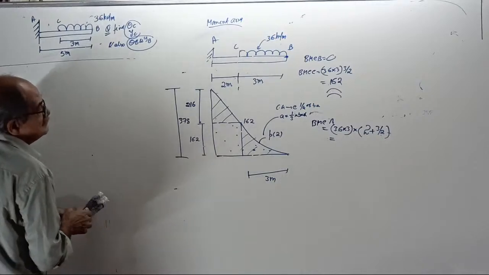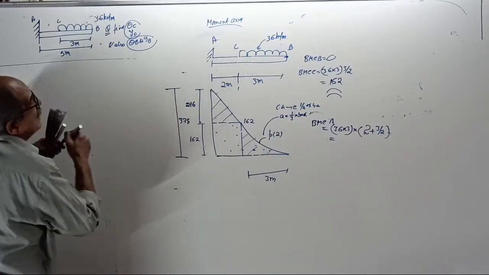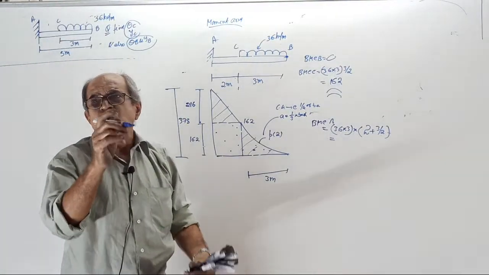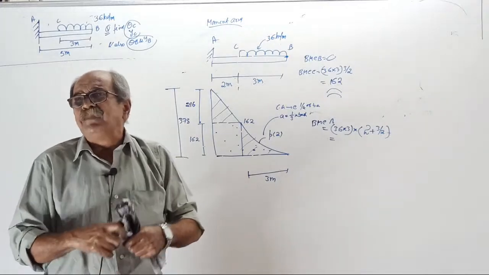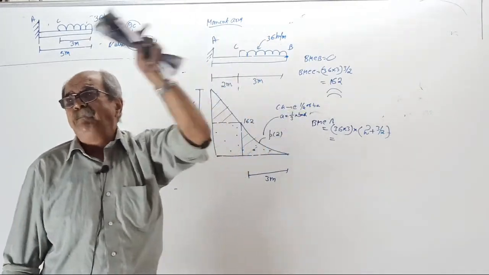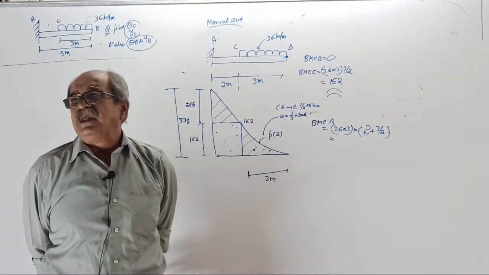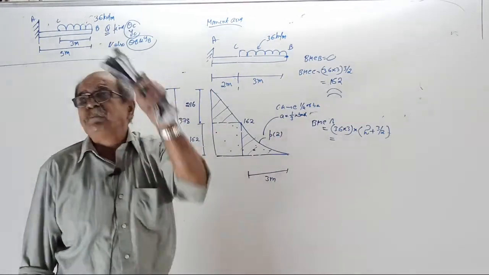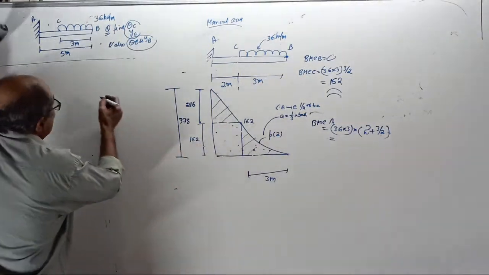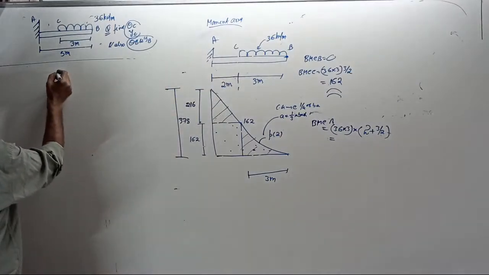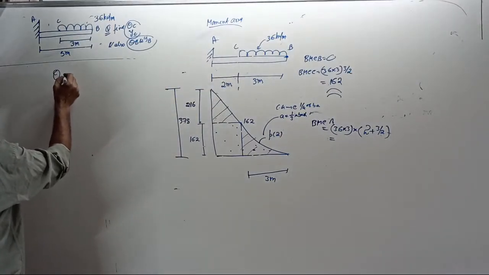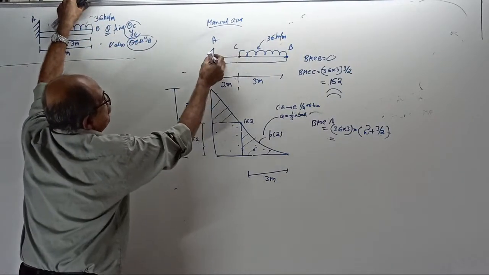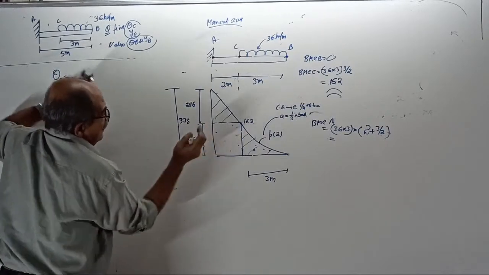Okay, start. I will start here. I want one by one. See, I will not tell the statement. Wherever you want slope, it is the area of the BM by EI diagram from there up to the fixed end. Wherever you want deflection, it is the moment of the area from there up to the fixed end about that point. So I will start. I want theta C, the area of the BM by EI diagram from C up to A. That is this area.